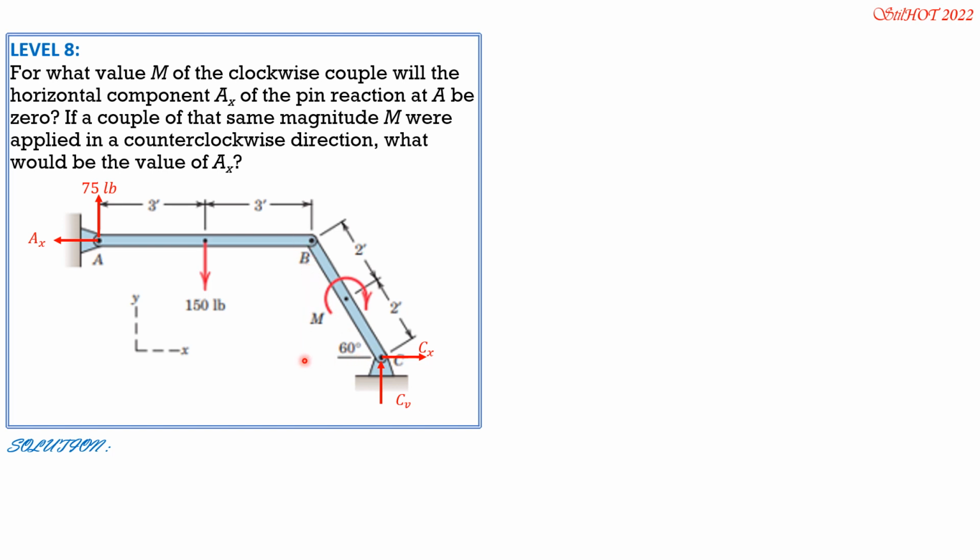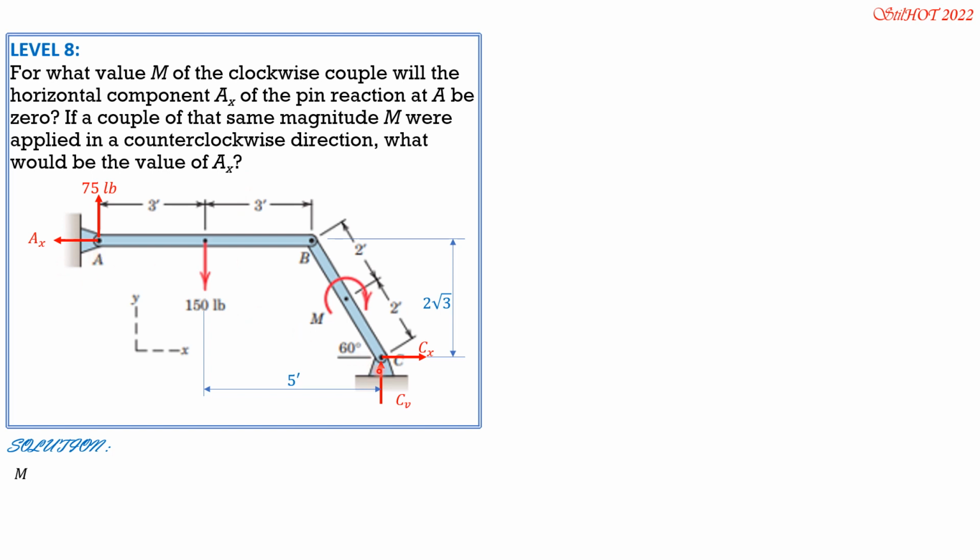This horizontal distance is 4 cosine 60, so 2 feet, then plus 3, so this distance is 5 feet. Then the vertical distance is 4 sine of 60 degrees. 4 sine 60 degrees is 2 square root of 3 feet. So let's first assume that AX is not 0 because we are required to solve for AX in the second part.